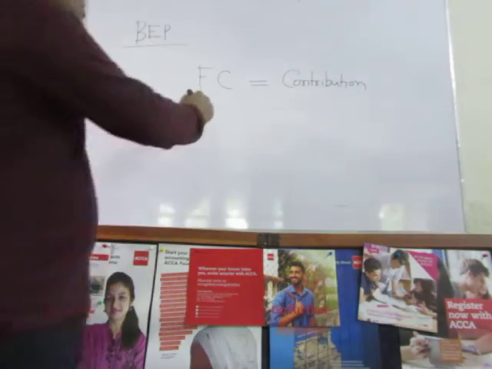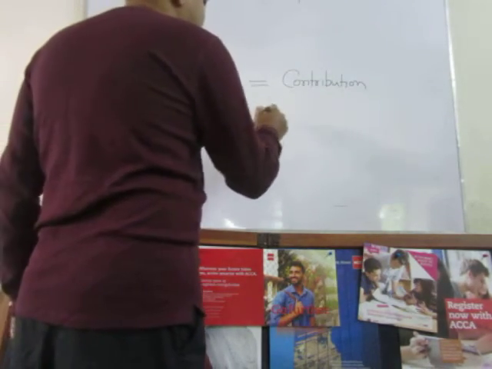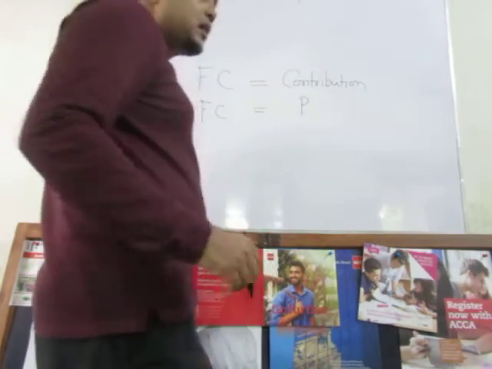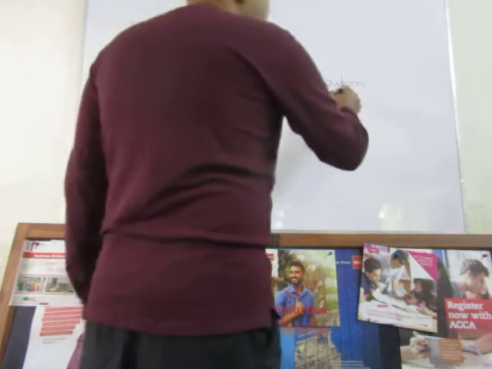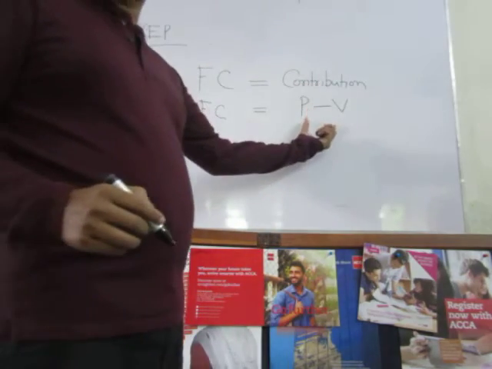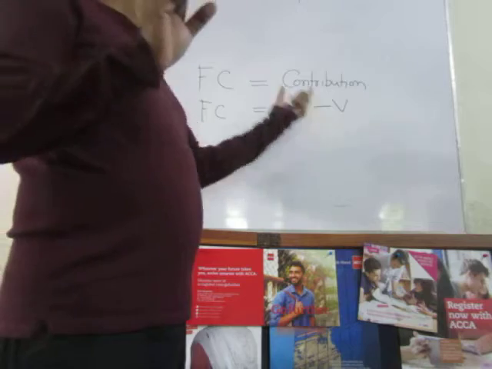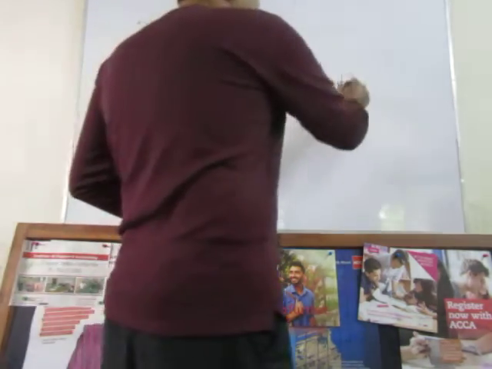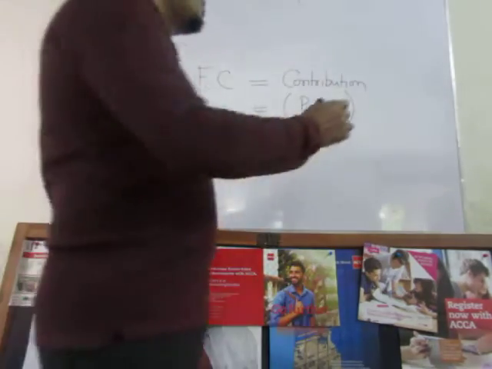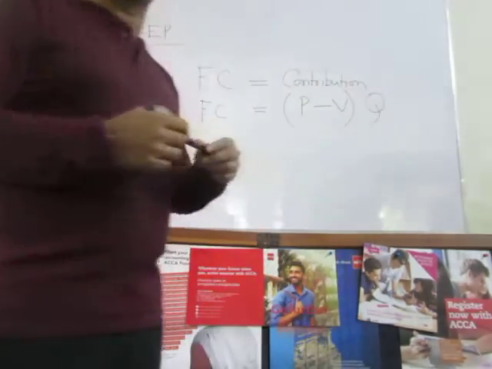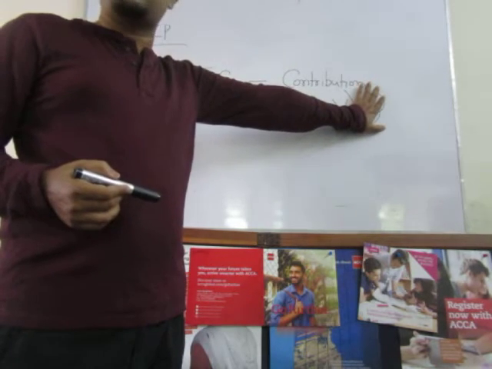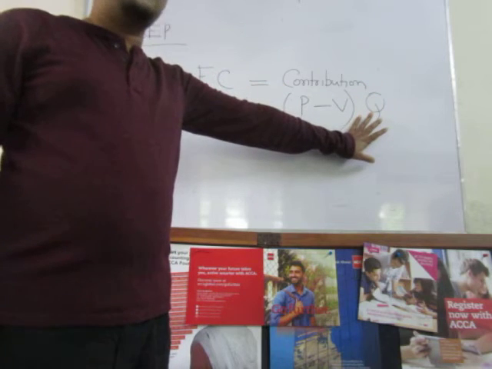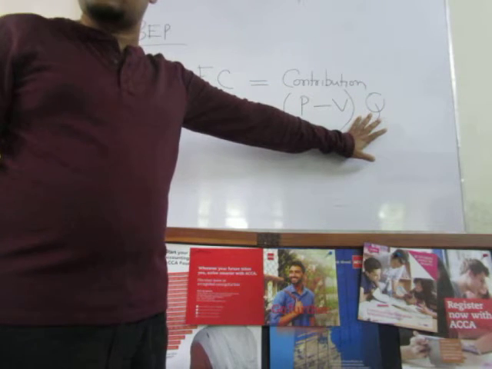Now the fact is fixed cost, FC, and contribution. We know contribution per unit: suppose selling price per unit is P and variable cost per unit is V. So P minus V is the contribution per unit. Now we are working here with the contribution as a whole, right? Suppose you are producing and selling Q number of units. Per unit contribution is P minus V. So how much contribution is there? Multiply by the total number of units that you sold, right?